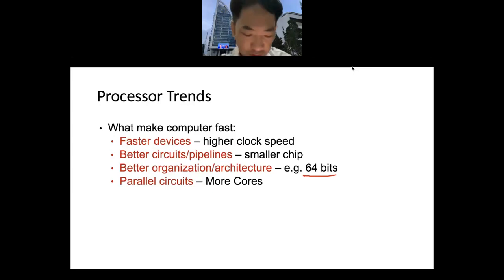Do you have any question in mind? Something like this. Why not 128? Why not 256-bit processor? If the number of bits can make the processor faster, why don't we have a bigger one, like a 128 or 256-bit processor? Any idea?